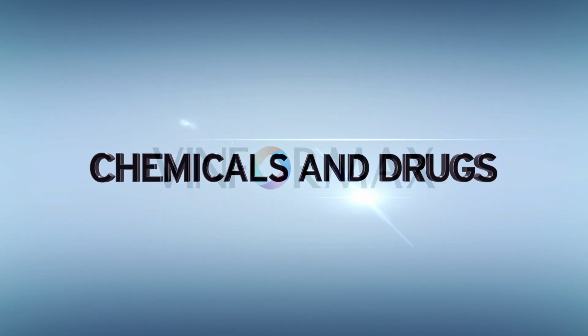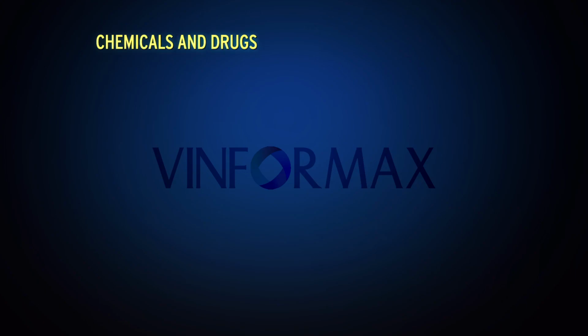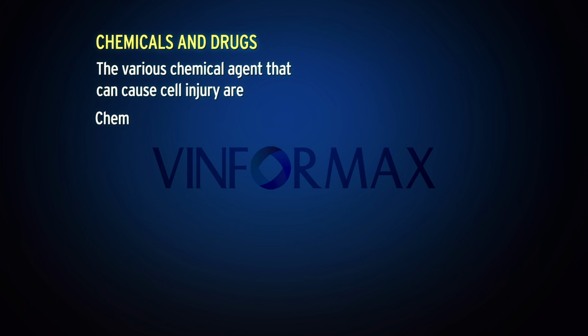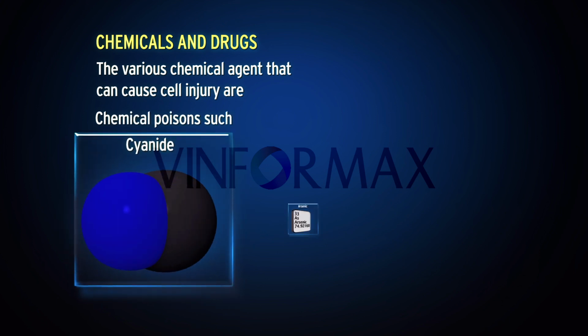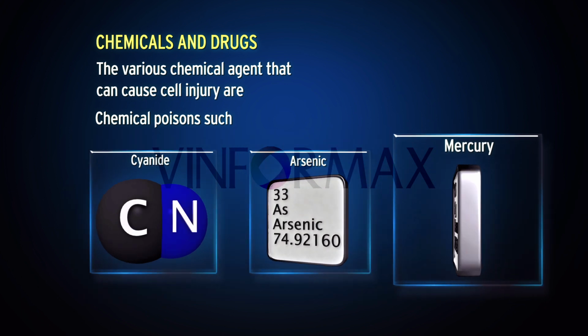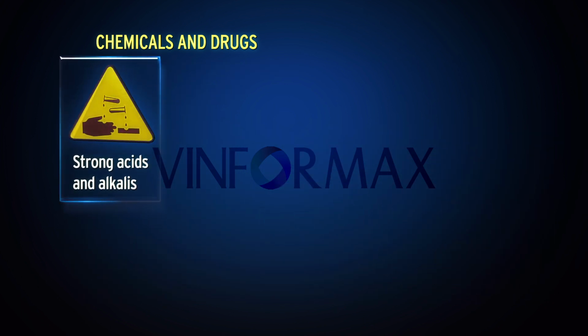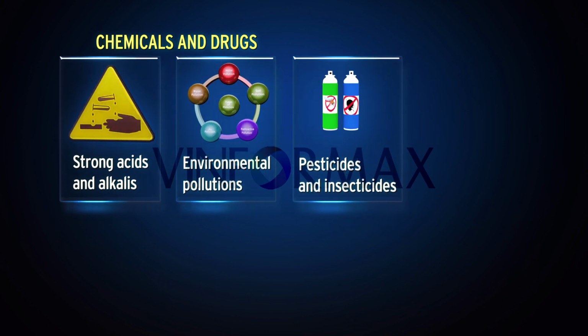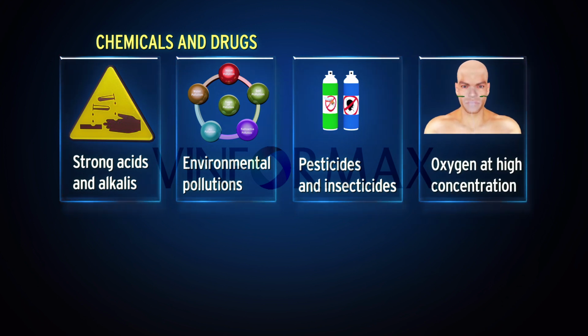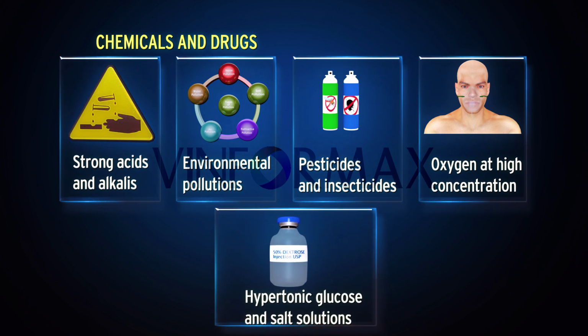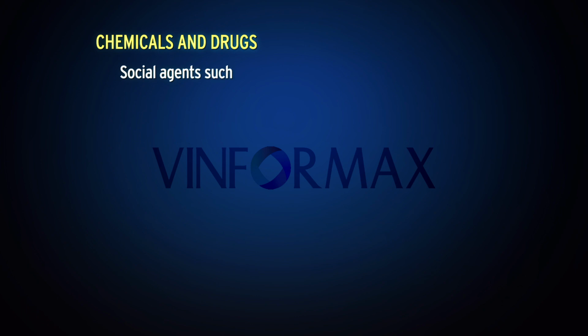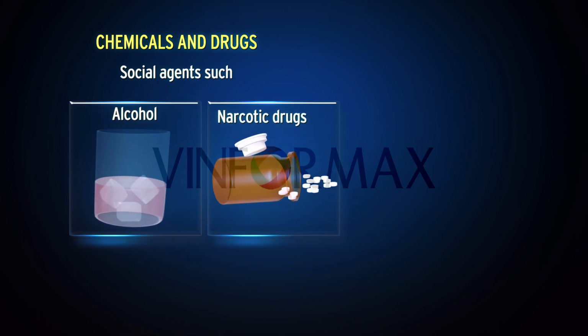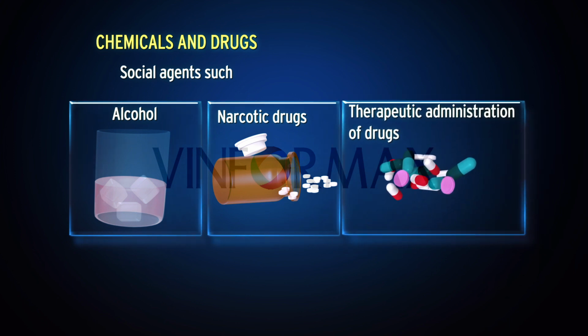Chemicals and drugs. The various chemical agents and drugs that can cause cell injury are chemical poisons such as cyanide, arsenic, mercury, strong acids and alkalis, environmental pollutions, pesticides and insecticides, oxygen at high concentration, hypertonic glucose and salt solutions, social agents such as alcohol and narcotic drugs, therapeutic administration of drugs.